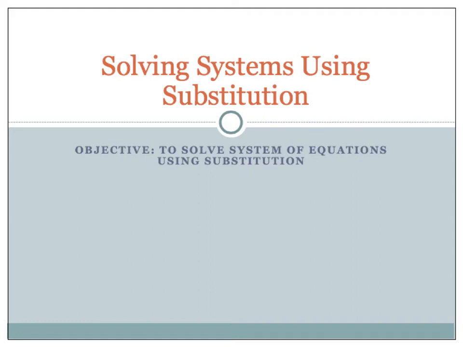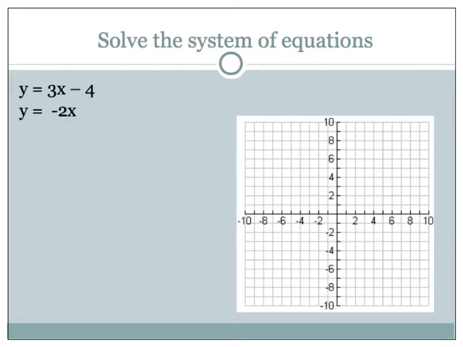Our next lesson in Chapter 6 is solving systems using substitution. We have talked about solving systems using graphing. So let's say I have these two equations and I want to graph them.